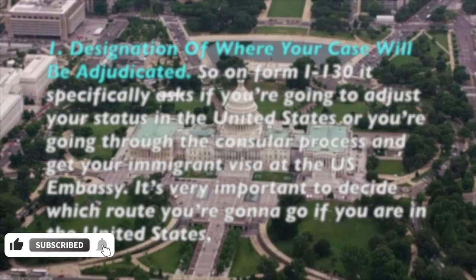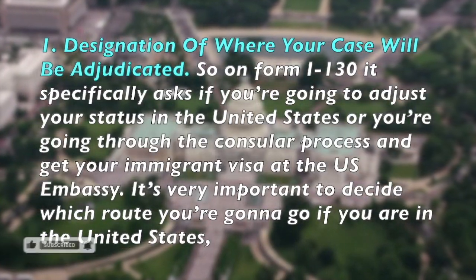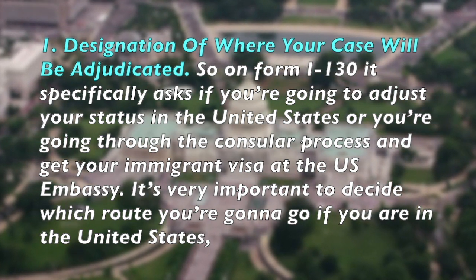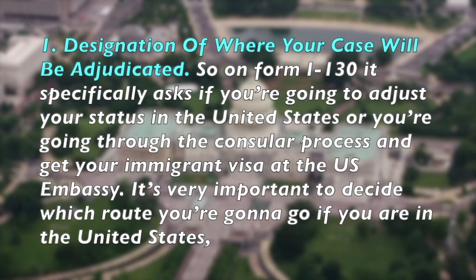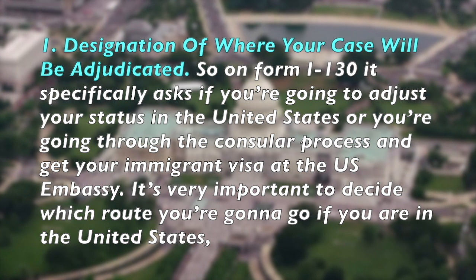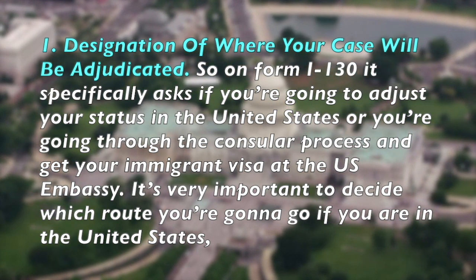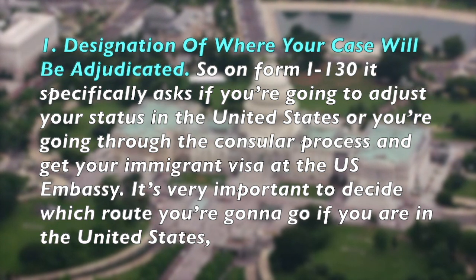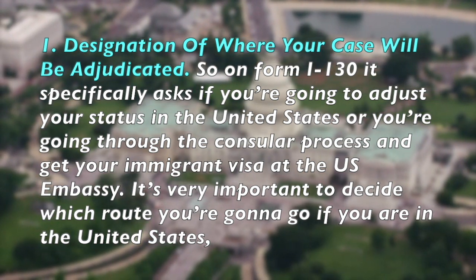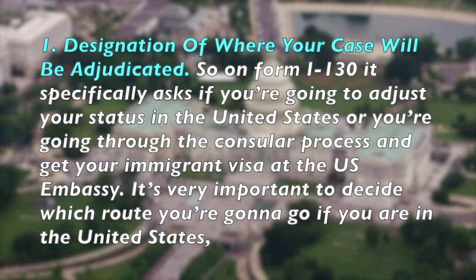Let's dive in. 1. Designation of where your case will be adjudicated. So on Form I-130, it specifically asks if you're going to adjust your status in the United States or you're going through the consular process and get your immigrant visa at the US Embassy. It's very important to decide which route you're going to go.